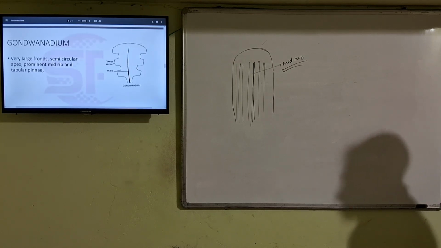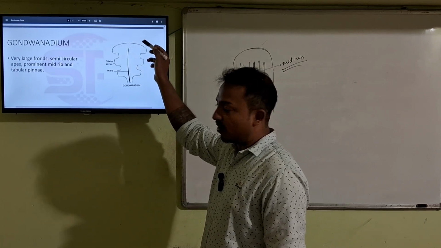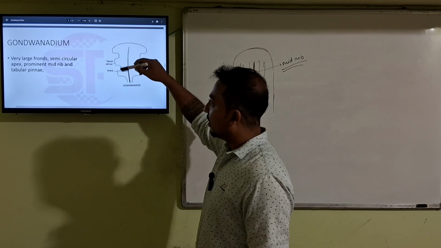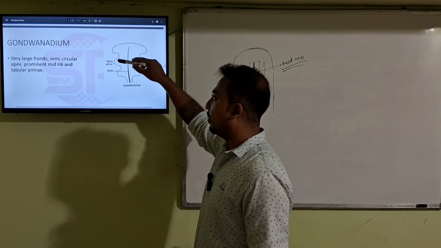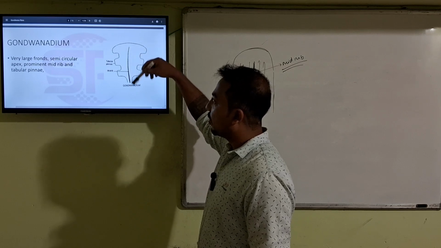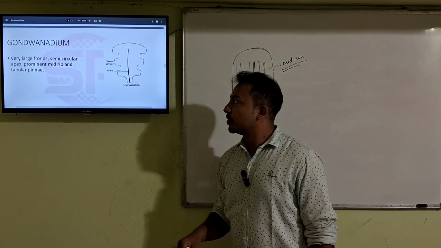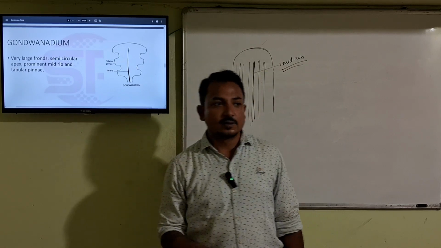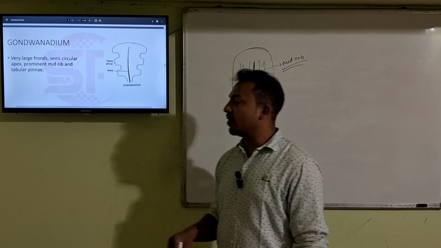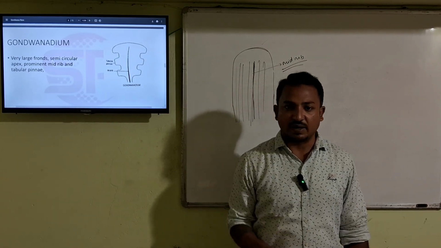Then goes to Gondwana frond. It has a very large frond, with an obtuse, semicircular apex. So you'll find these in the margin. You'll find tabular pinnae, and there is a prominent midrib present. So this is your frond. This is a very large frond. You can say semicircular apex, then prominent midrib and tabular pinnae.